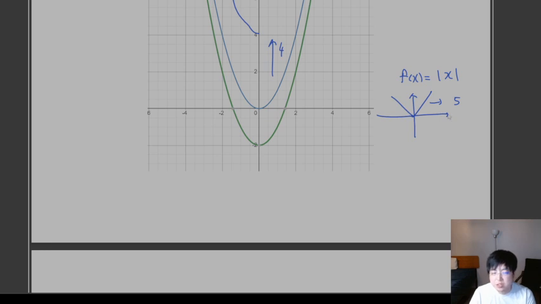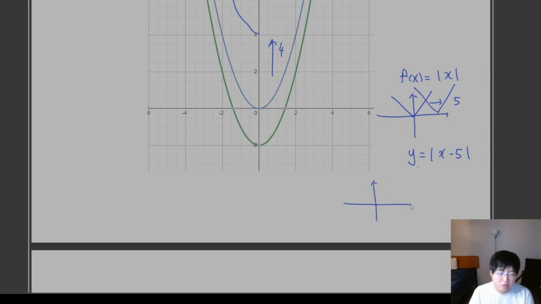We need to subtract 5 from x, right? From x, which means it's not going to be absolute value of x minus 5. It's going to be absolute value of x minus 5, and close absolute value, okay? Then that will represent shifting the graph to the right by 5 units.